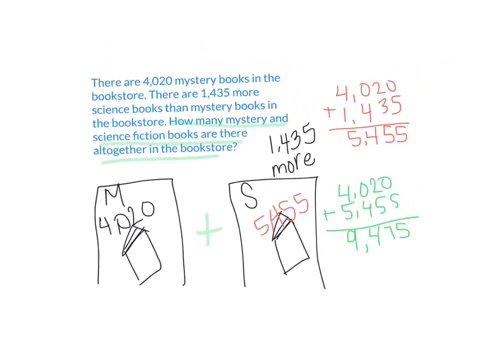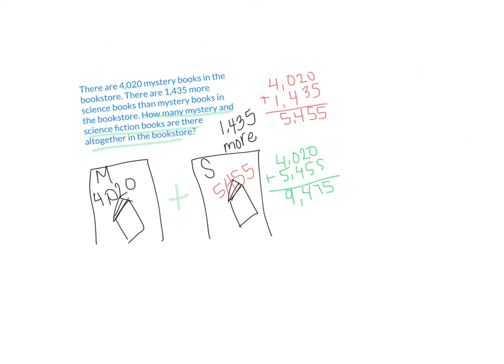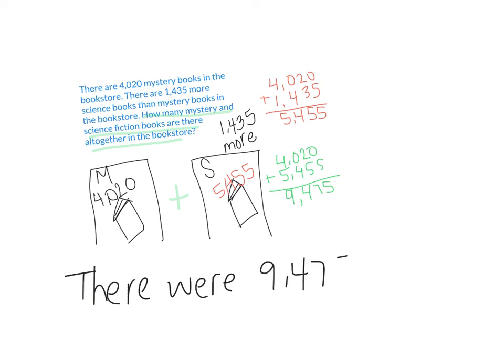Tell me what my sentence is going to say. Let's see. There were 9,475 books altogether. Science books. No. All kinds of books. No, mystery and science books altogether. Do you think there were other kinds of books in the bookstore?